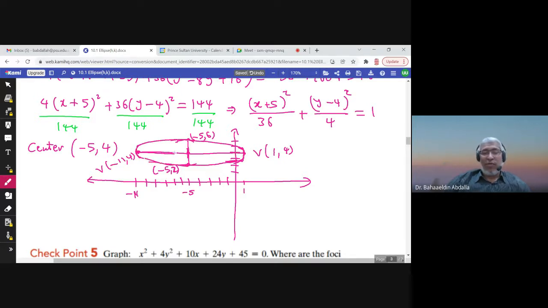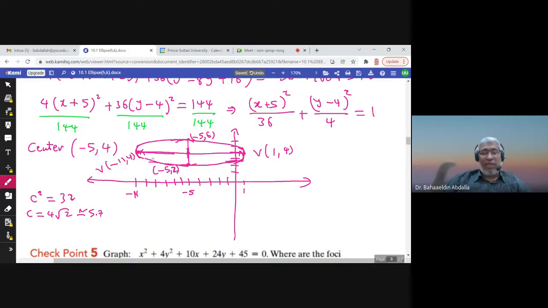The foci would be on the major axis. To locate the foci, c squared is 36 minus 4, which is 32. So c is the square root of 32, and that's 4 square root of 2, and it's about 5.7. So 5.7 would be somewhere here and somewhere here.